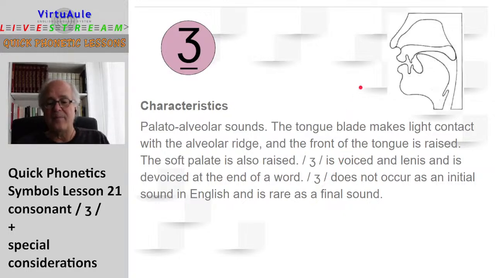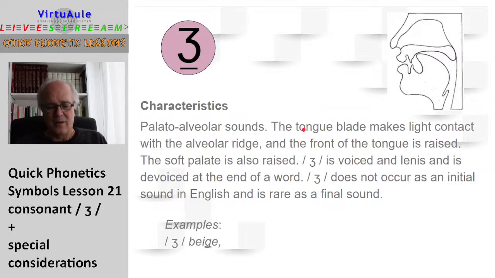Okay, let's look at how that looks in the mouth. Okay, you have the palato-alveolar ridge. The ridge is here. The tongue is raised, and the soft palate is raised back here. So the sound goes behind here and then through the part with the tongue.